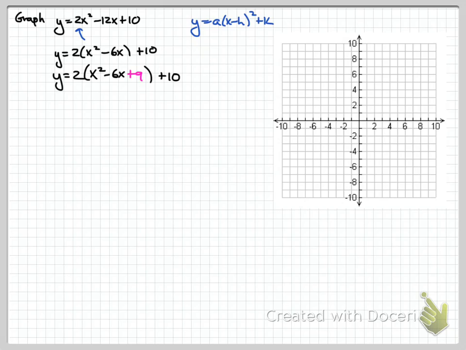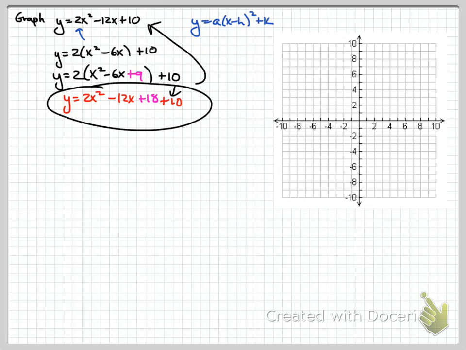Well, here's my claim. If we were to actually multiply this 2 through, here's what I claim we'd have. I think we'd have y equals our 2x squared, that's the same as in our original. And I think we'd have minus 12x, that's the same as our original. We definitely have our 10 left over from before, so that's the same. But I think we would have a plus 18. And so, I need to make sure that whatever I end up with down here has got to be the exact same as that original equation so that the equation is still balanced. So I think I'm going to have to subtract 18 in this case.